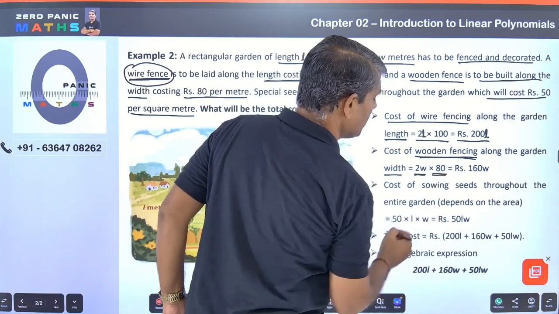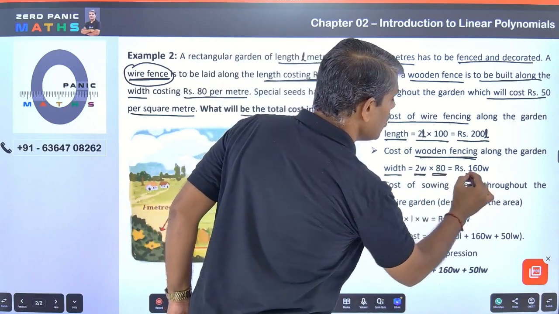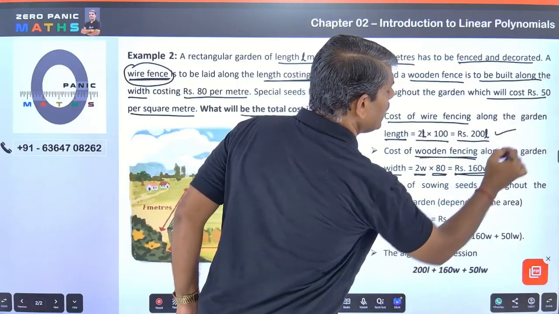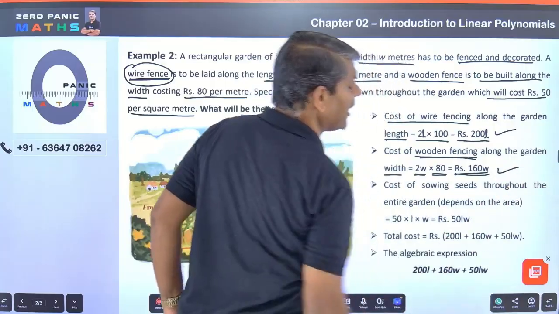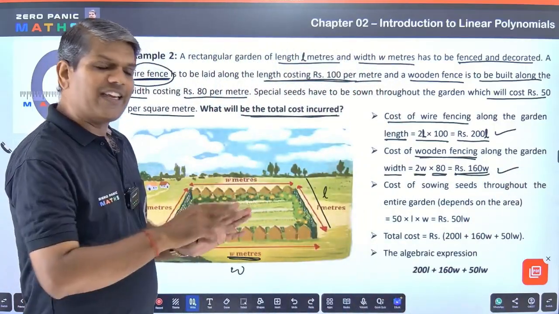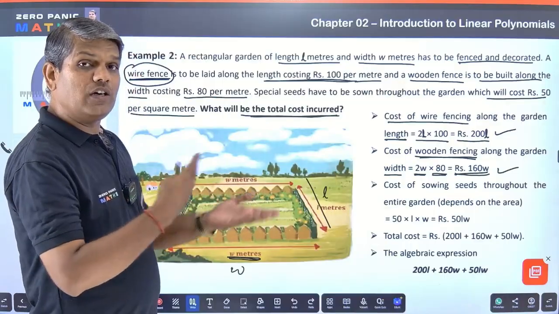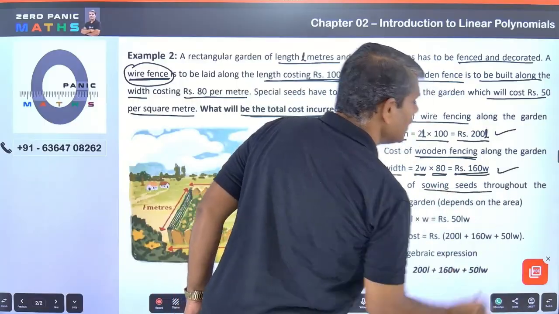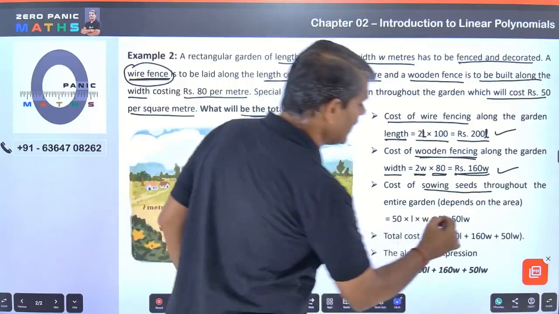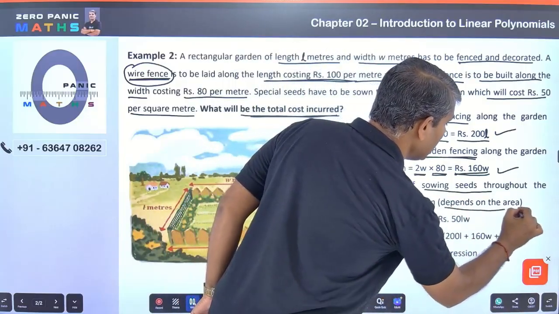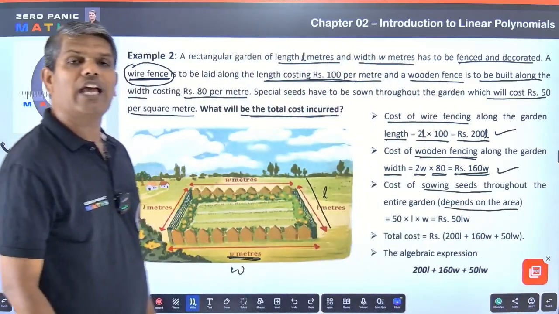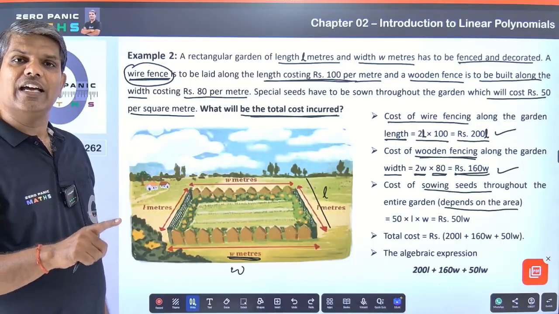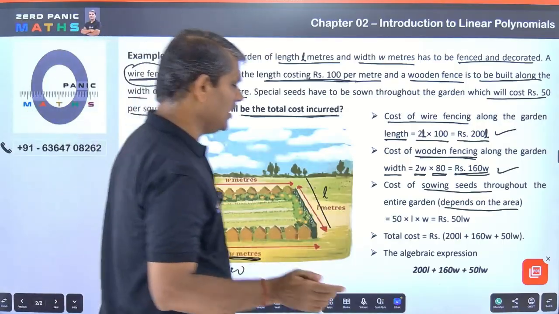It is 80 rupees. So it is 80 into 2, 160 times the width. So 200 times length and 160 times width is the fencing cost. But along with the fencing cost, we have the cost of sowing the seeds also, throughout the entire garden, and since it is the entire garden, it depends on the area. How do we calculate the area of a rectangle? It is by multiplying length and width.